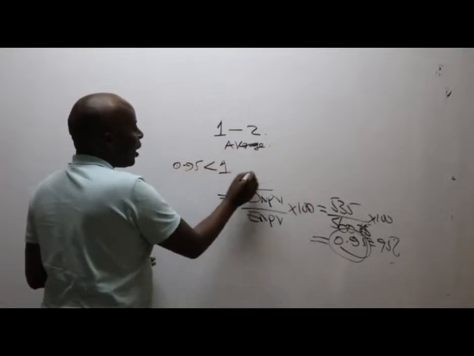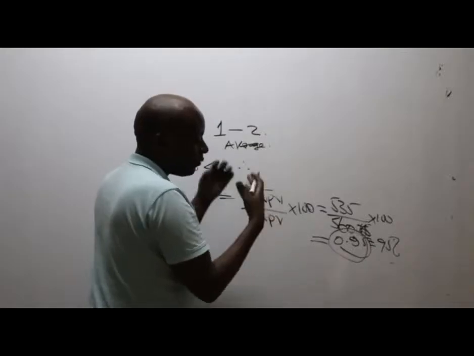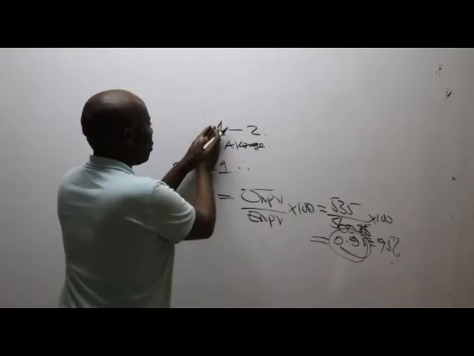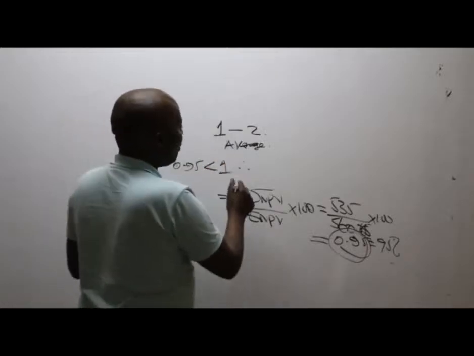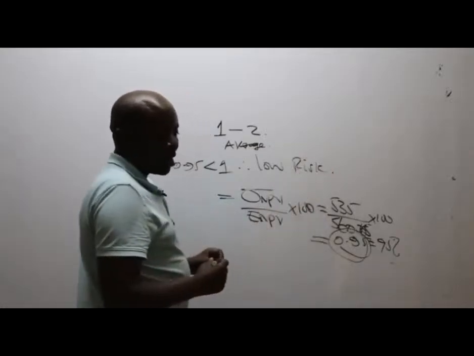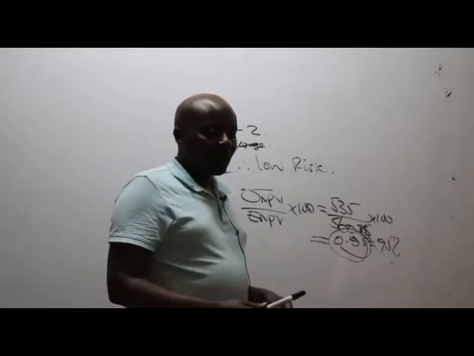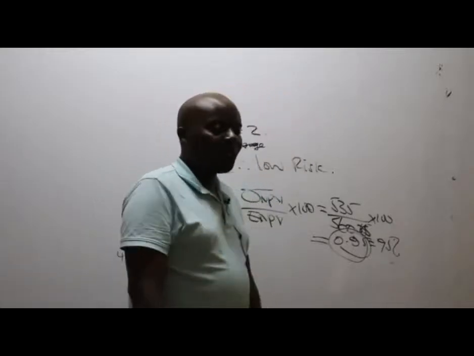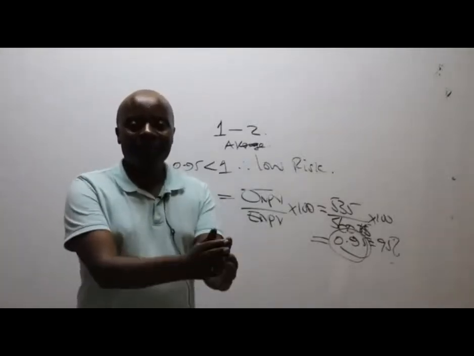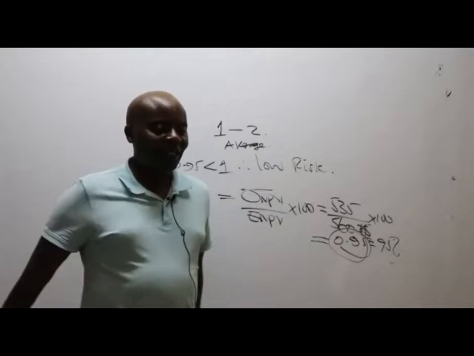0.95 is less than 1. Meaning that our project, regardless of the fact that 95% is so high, but given what they have told us, 0.95 is on the left of 1, meaning that our project is a project which is low risk. Is that okay?